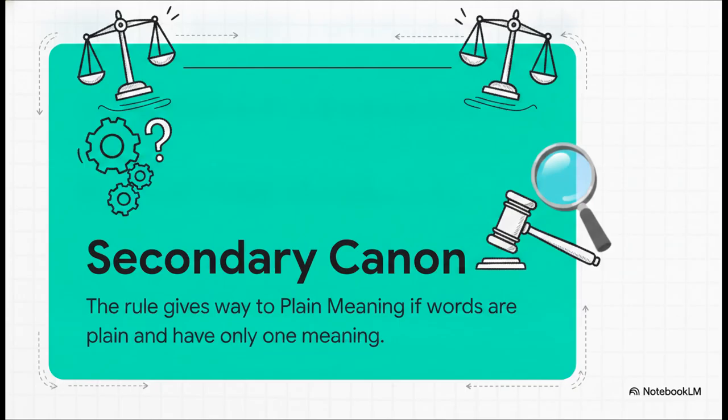So you must cite the crucial guardrail established in Heydon's case. The mischief rule is a secondary canon. If the words of a statute are plain and susceptible to only one meaning, this rule steps back and gives way to the plain meaning rule. A judge must never use the mischief rule to do violence to plain language or rewrite a perfectly clear statute.